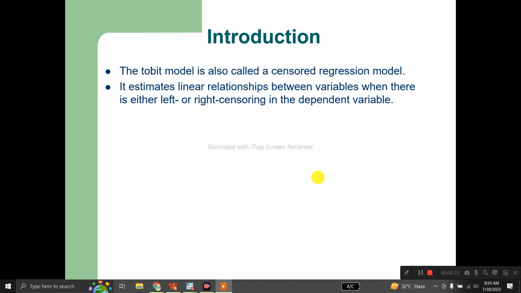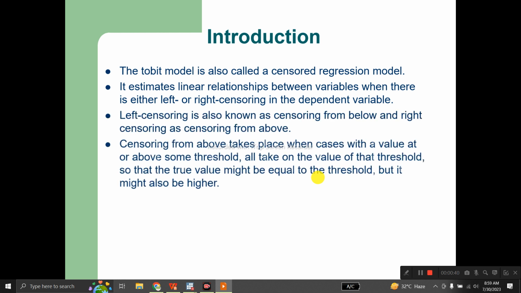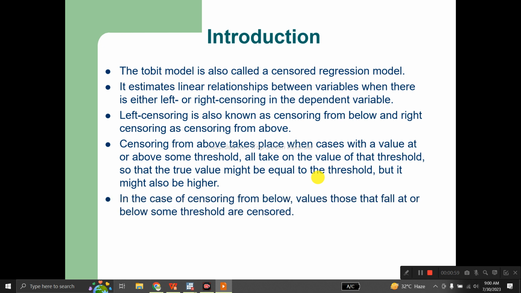Left censoring is also known as censoring from below, and right censoring is also known as censoring from above. Censoring from above takes place when cases with a value at or above some threshold all take on the value of that threshold, so that the true value might be equal to the threshold, but it might also be higher. In the case of censoring from below, those values that fall at or below some threshold are censored.